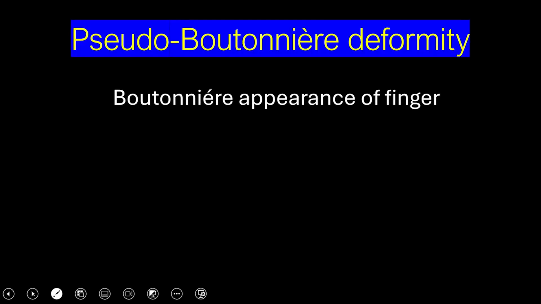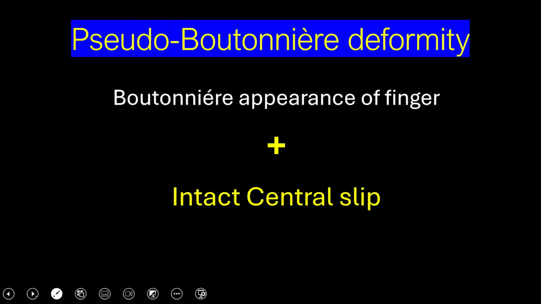Now let's talk about the pseudo-boutonniere deformity. Pseudo-boutonniere deformity is the one where the central tendon is intact, but the contracture occurs because of the injury to the soft tissue stabilizer. So that's the basic difference between the boutonniere and the pseudo-boutonniere deformity.